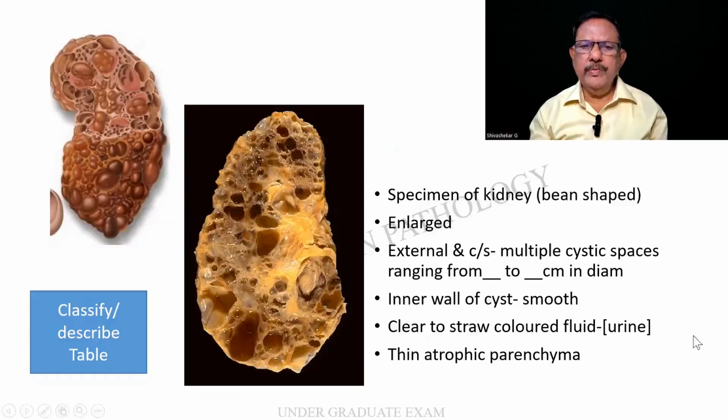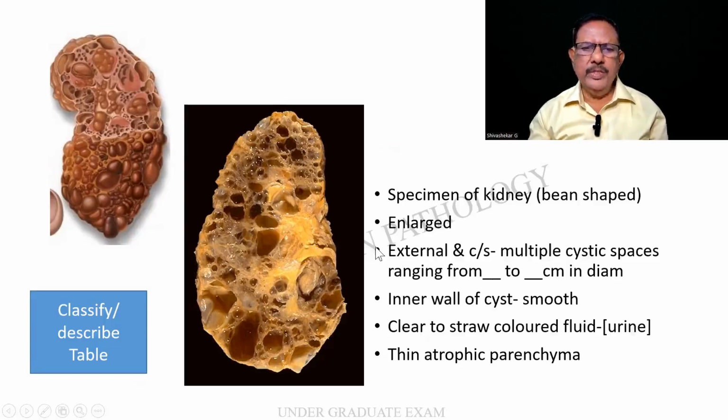This is a specimen of the kidney because it has been shaped. It is enlarged. You will have to do the measurements, the external and the cut surface. This is the external surface showing multiple cystic spaces, so also the cut surface as well as in this specimen, involving the entire cut surface and the superficial surfaces.